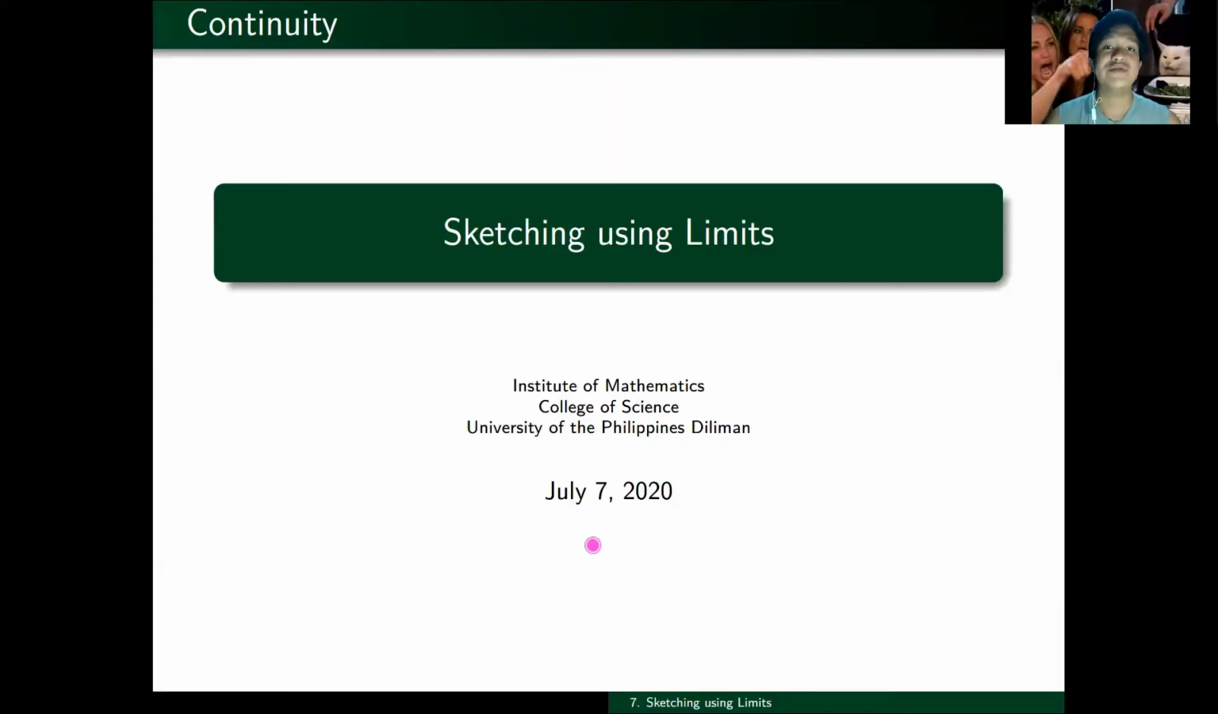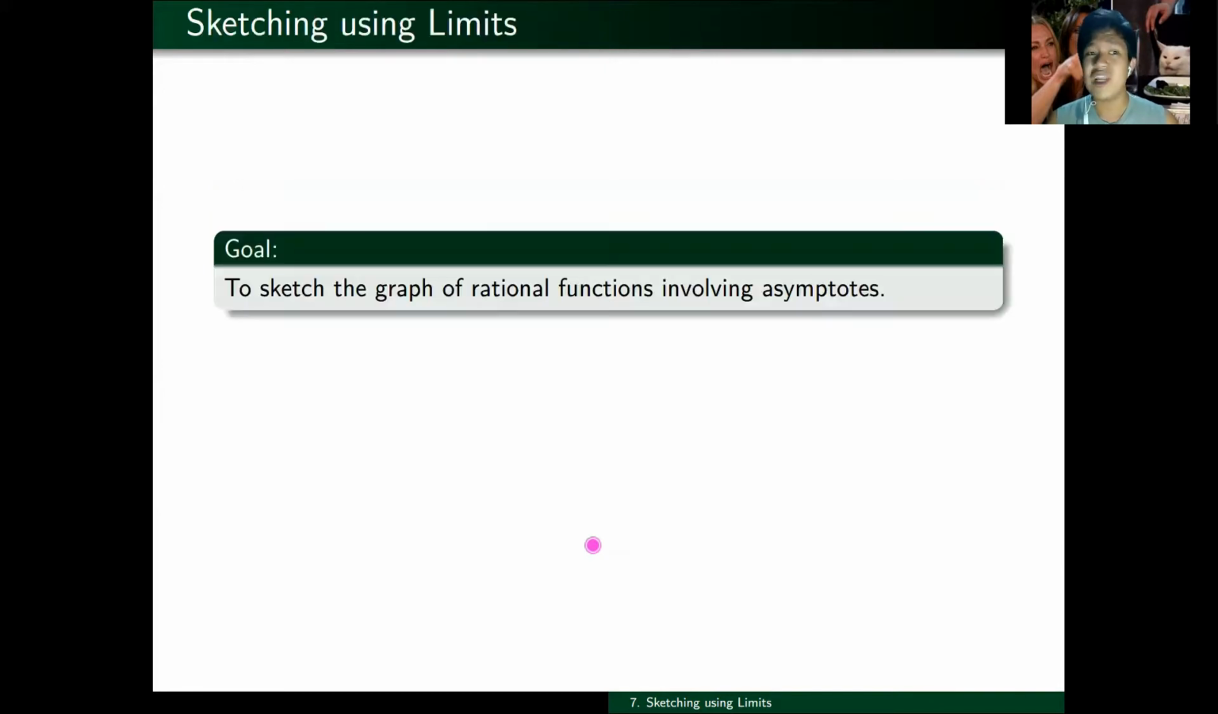Hi! So for this video, tuturuan ko kayo kung paano mag-sketch ng graphs ng ilang functions using what we learned about limits from our previous discussions. So yung goal natin today ay makapag-sketch ng graph ng rational functions involving asymptotes. So ano ba yung asymptotes?